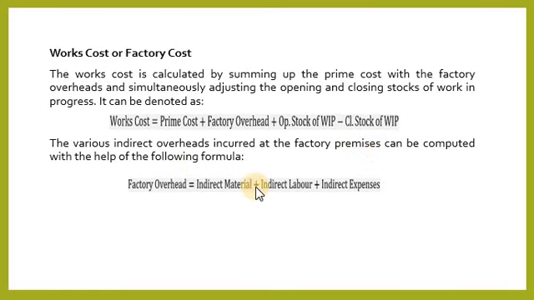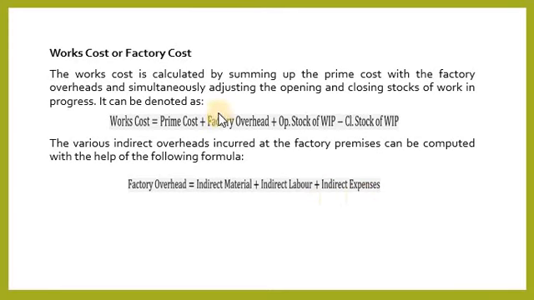The various indirect overheads incurred at the factory can be computed with the help of the following formula. Here the factory overheads mainly depend upon indirect expenses. That means indirect material, indirect labor and indirect expenses. What is the meaning of indirect material? This type of material is not included directly in the production, that is called indirect material. Indirect labor means the same: this type of labor expense is not directly included in our production. Indirect expenses are also the same.